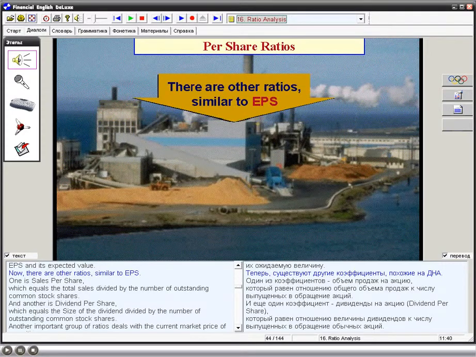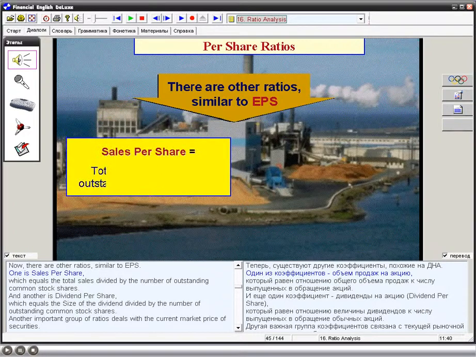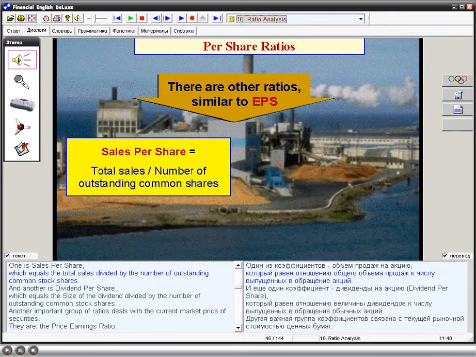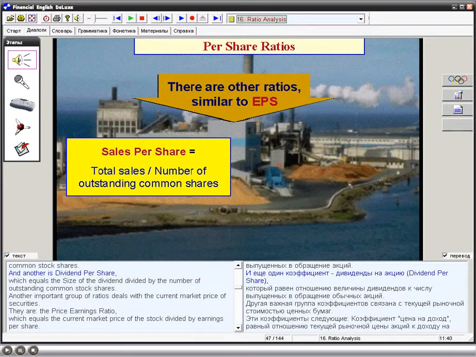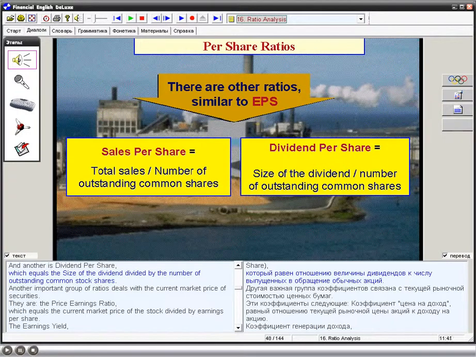Now, there are other ratios similar to EPS. One is sales per share, which equals the total sales divided by the number of outstanding common stock shares. And another is dividend per share, which equals the size of the dividend divided by the number of outstanding common stock shares.